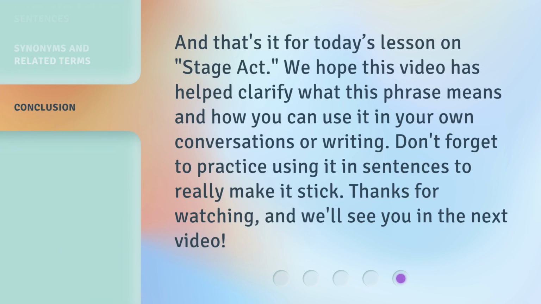And that's it for today's lesson on stage act. We hope this video has helped clarify what this phrase means and how you can use it in your own conversations or writing. Don't forget to practice using it in sentences to really make it stick.